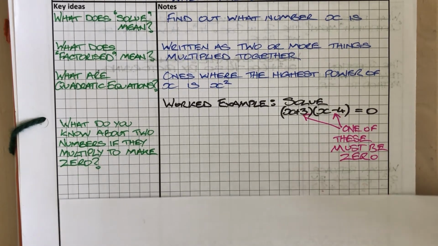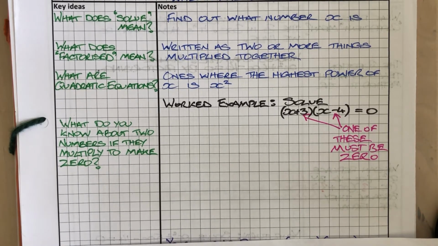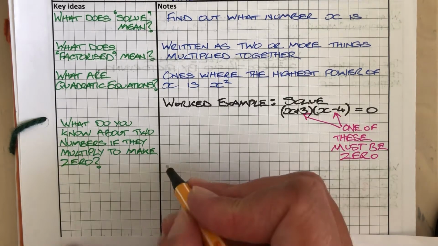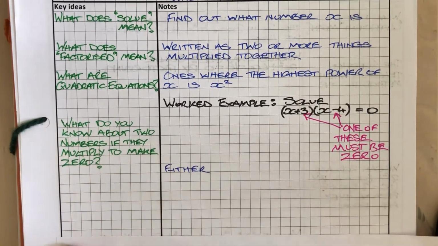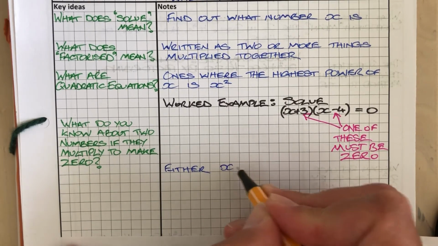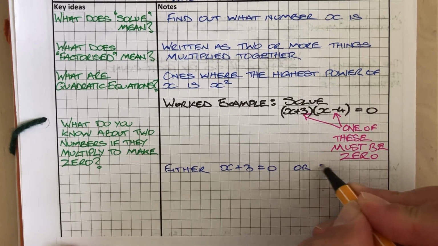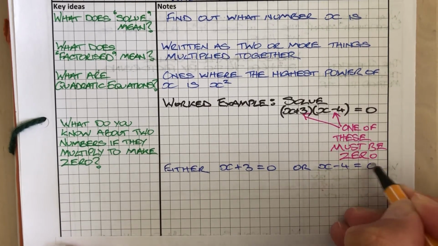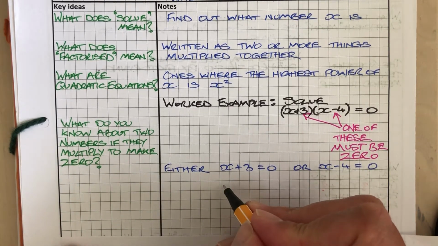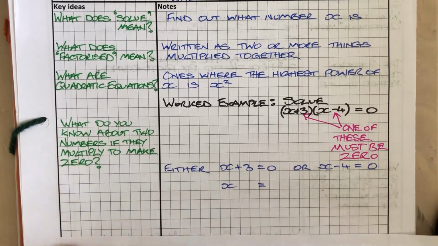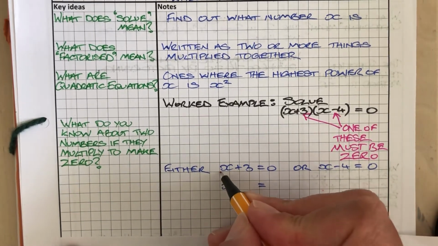Okay, so what are we going to choose then? Well, we're going to say that either the first number is 0, in which case we're saying x add 3 is 0, or we're going to say the second number is 0, x minus 4 is 0. If it's x add 3 that's 0, well, we don't want x add 3, we want just x. We want x on its own. Why isn't it on its own? Because of the add 3.